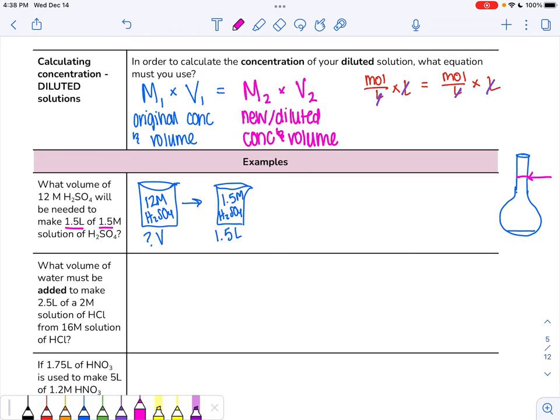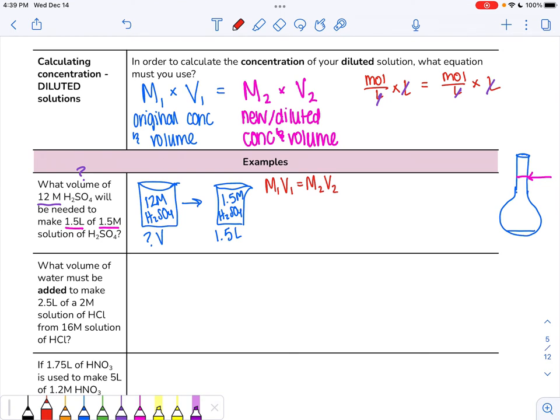So I know that this is the new and diluted volume that I want to make. I want a new concentration of 1.5 molar. And how much do I want to use? 1.5 liters of it. I know that I am starting out with a concentration of an acid at 12 molar, and I want to find the volume that I need to dilute.